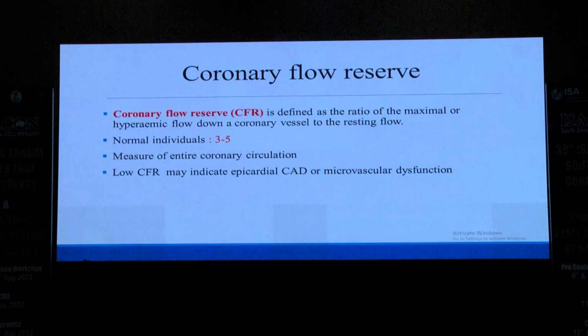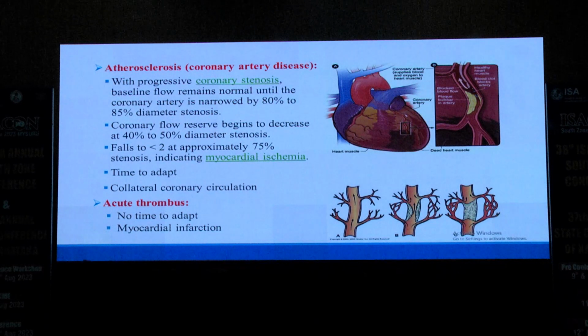One such condition is atherosclerotic coronary artery disease, where there is a chronic inflammatory deposition of fatty tissues in the vessel wall, decreasing the lumen of the vessel. When such chronic stenosis occurs, the basal flow to the heart is maintained up to 80 to 85% of the stenosis, but the coronary flow reserve begins to reduce at 40 to 50%, and it almost reduces to less than 2 at approximately around 75% of the stenosis. This indicates the myocardial ischemia.